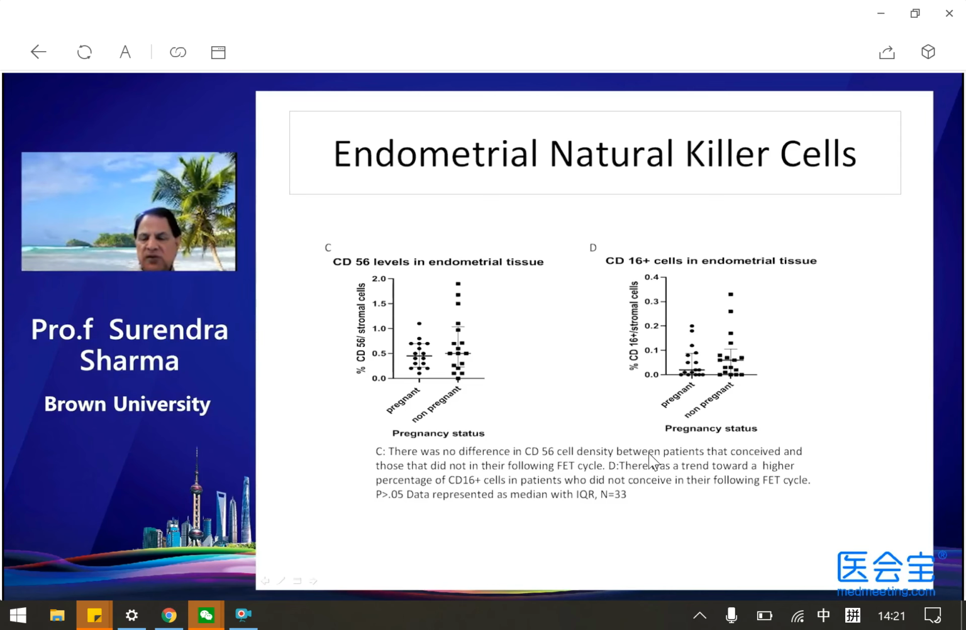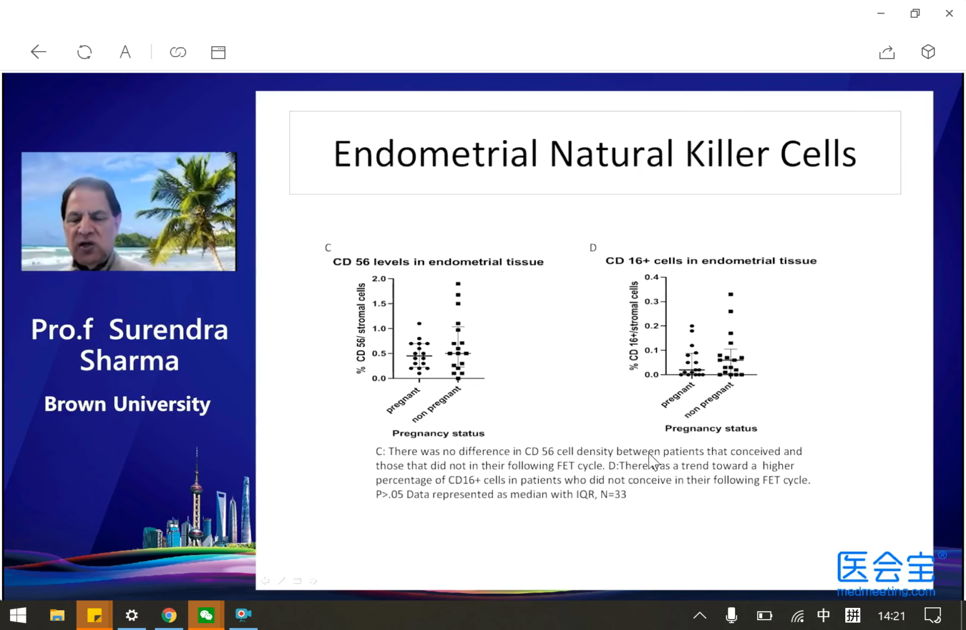of a high number of samples, because we have only screened 17 samples here for non-pregnant and 16 samples for pregnant women. So we need to screen a very high number of samples to make a statistical statement here that yes, the difference in the pregnant versus non-pregnant group as far as CD16 positive cells are concerned is statistically significant.